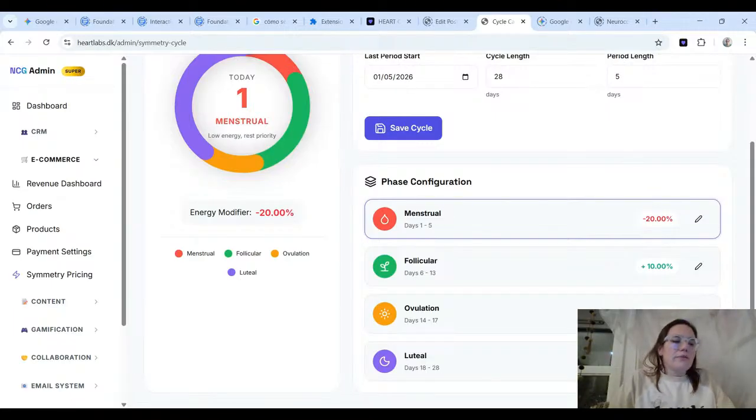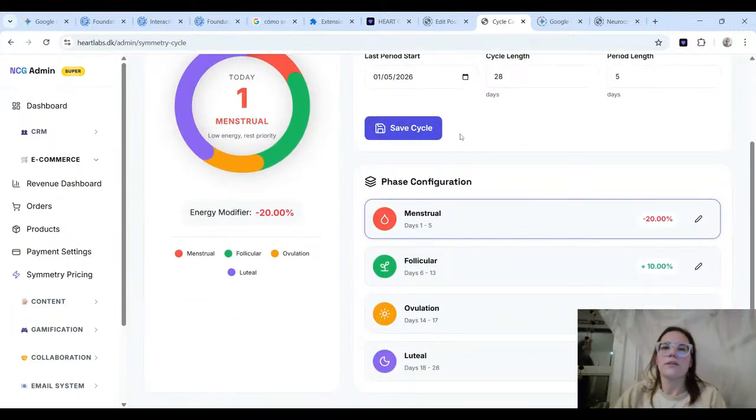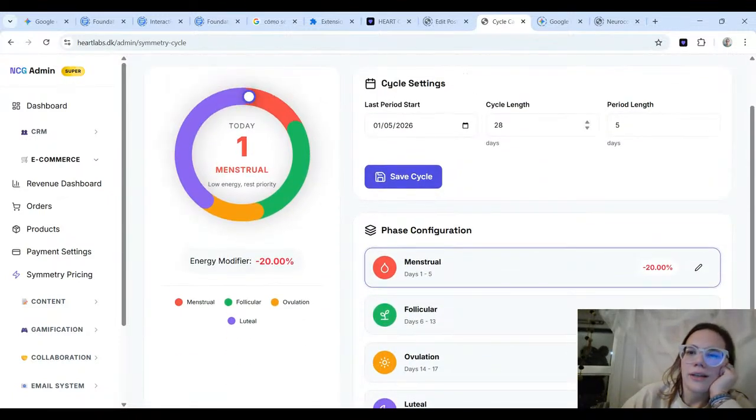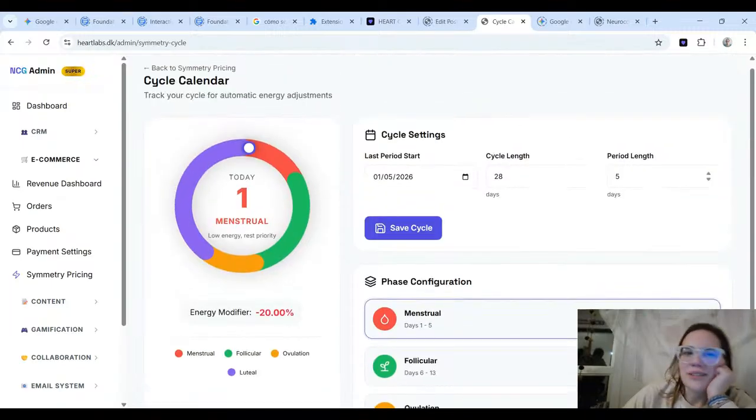I figured out in myself that there's at least one week when I am in my luteal phase that I really don't have energy to work a lot, so I don't offer so many hours. Instead of doing this every time, we can automate it, save it here, and put your last period, cycle length, and everything. This is one of the features that I loved the most. Pablo is dancing because he's very happy.